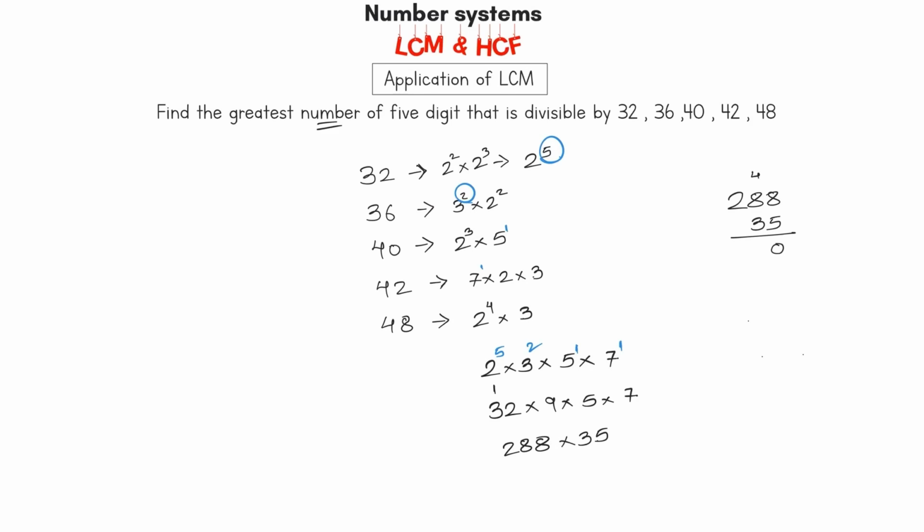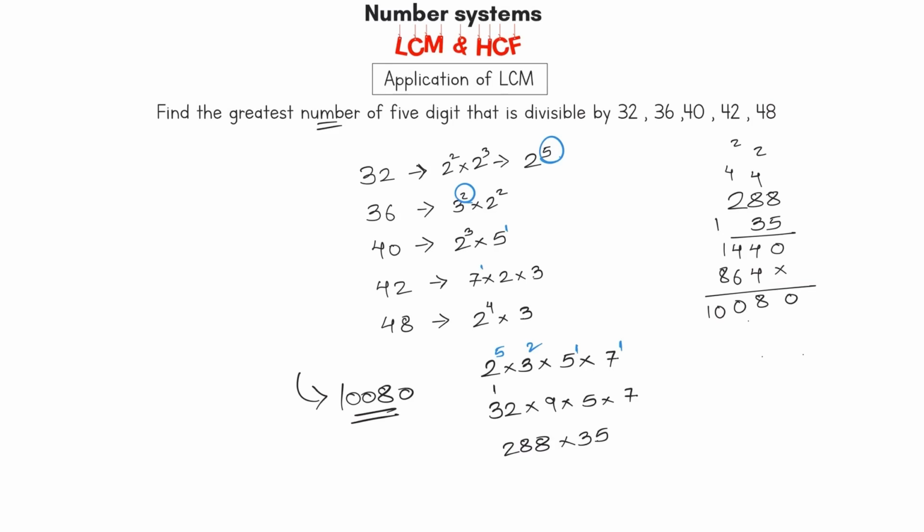8 into 5, 40. 8 5s are 40, 44. 5 into 2, 10. 14. 8 into 3, 24. 24, 26. And 3 into 2, 6 plus 2, 8. Okay, that's what I get here. 10080. That is my LCM of these numbers.